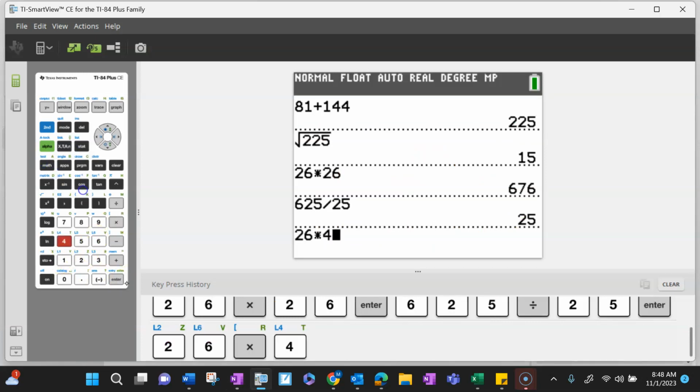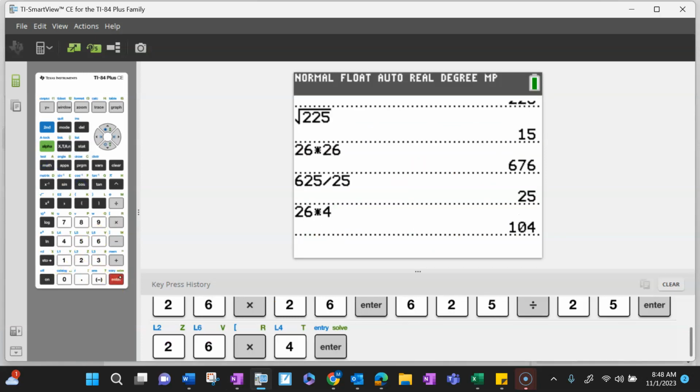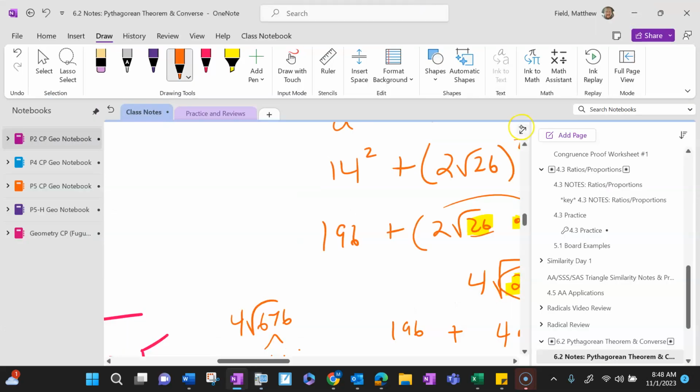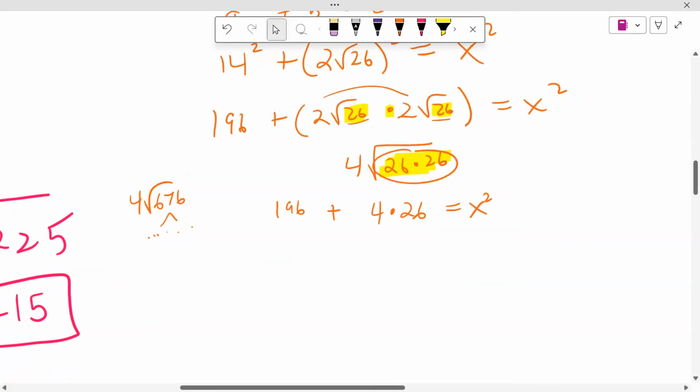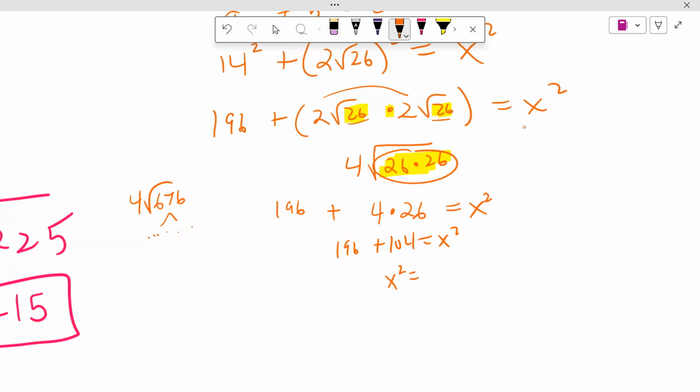I'm making mistakes already, so let's keep cruising. 104. So it looks like we're going to add 196 to 104. 196 plus 104 equals x squared. Well, 4 gets me 200 if I add the 4 to 196. So it should be x squared equals 300. The opposite of squaring is the square root, whatever you do to one side or the other. And we get x equals whatever the square root of 300 is.